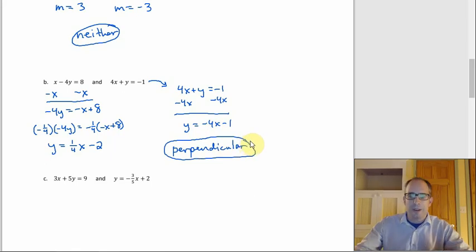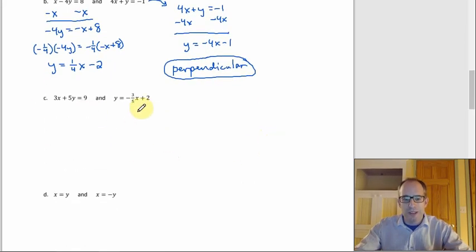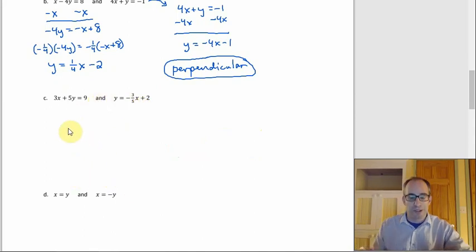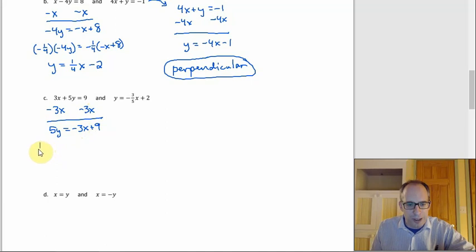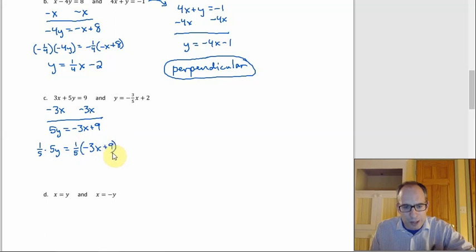All right. Next one with C, one of those is in slope-intercept form, the other one's not, so I guess we should take care of that one on the left. So subtract 3x from both sides, and we're going to have 5y equals negative 3x plus 9. And then either divide both sides by 5 or multiply both sides by 1/5. I'm going to multiply by 1/5 because I think it'll make the right side a little bit easier. And then we're going to get just y by itself on the left. And then if you distribute the 1/5 on the right, you're going to get negative 3/5 x plus 9/5.